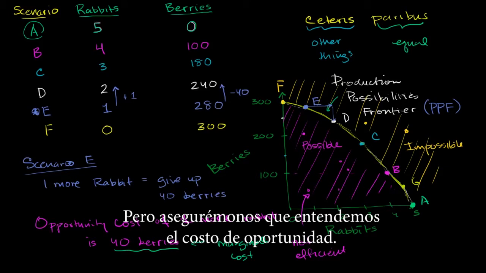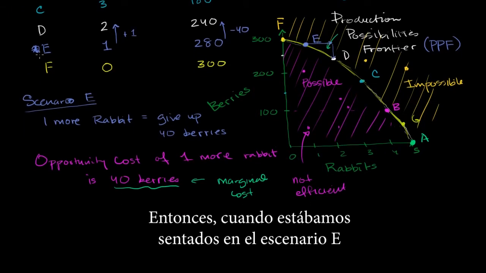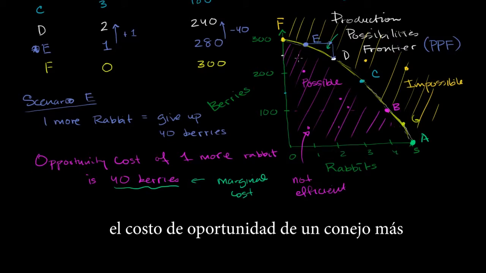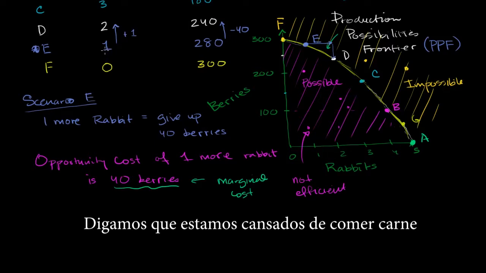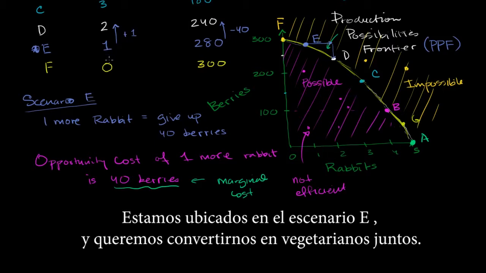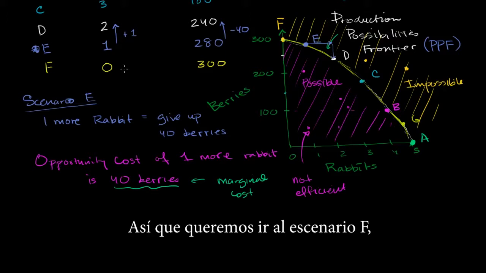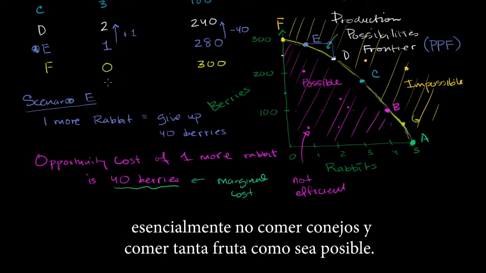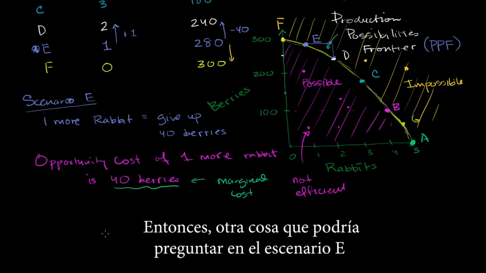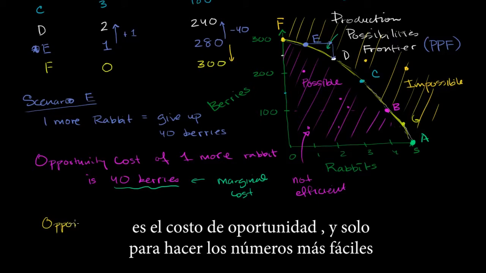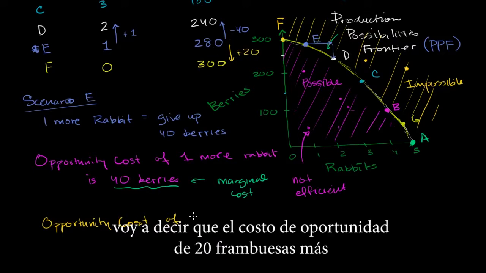But let's make sure we understand opportunity cost. So that's when we were sitting in scenario E, the opportunity cost of one more rabbit. But what's the opportunity cost, let's say we're tired of eating meat. We're sitting in scenario E and we want to become vegetarians altogether. So we want to go to scenario F, essentially not eat any rabbits and eat as much fruit as possible. So another thing that you could ask in scenario E is, just to make the numbers easier, the opportunity cost of 20 more berries.